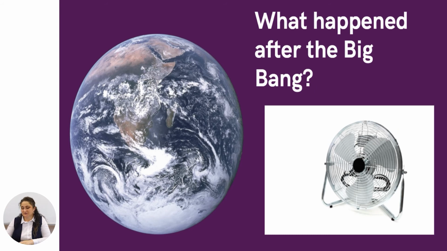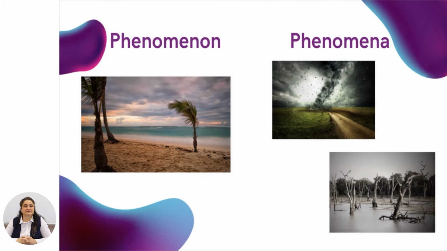When we speak about different kinds of phenomena like floods, avalanches, strong wind, tornadoes, and other things, we say, if it's singular, phenomenon. But if it's plural, we say phenomena. As you can understand, today we are going to speak about the singular and plural form of the words that come from other languages, like Latin and Greek.